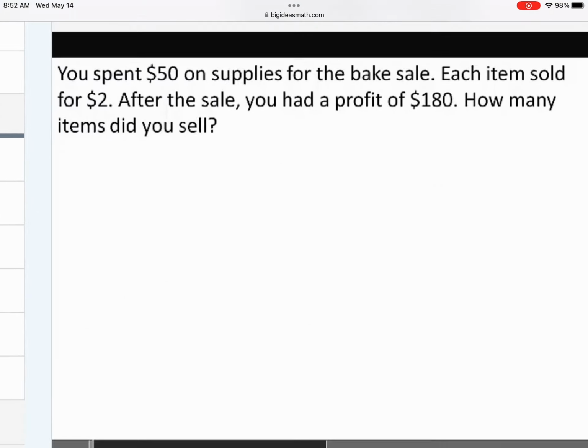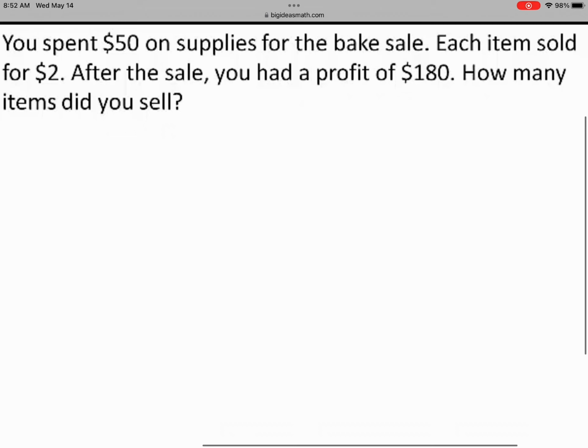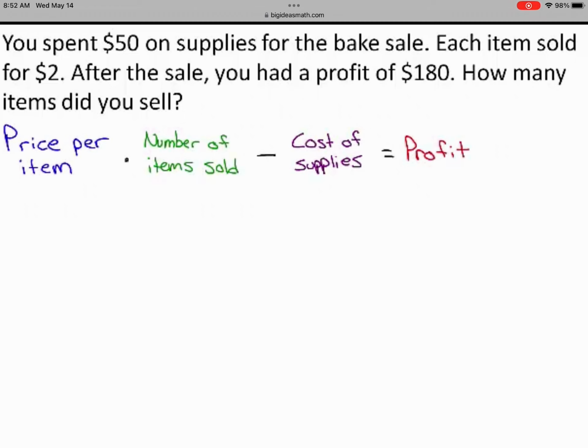You spent $50 on supplies for the bake sale. Each item sold for $2. After the sale, you had a profit of $180. How many items did you sell? Notice that the price per item times the number of items sold minus the cost of supplies equals the profit. The price per item is $2. The cost of supplies is $50. And the profit is $180.